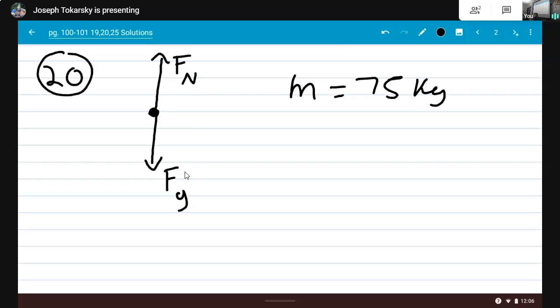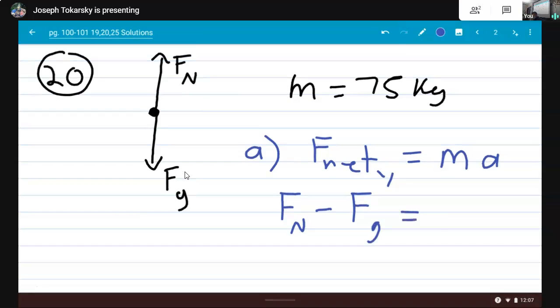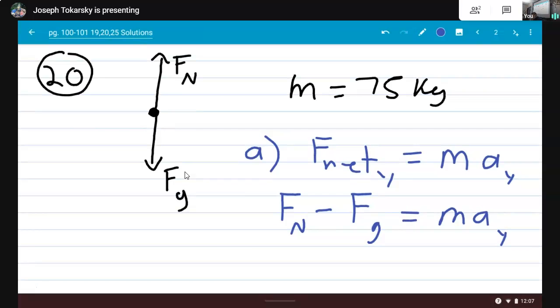If the elevator moves at constant speed, so remember, I'll still set this all up from scratch just to stress it. F net, no matter what's going on, F net on the y-axis for this person on this scale is the normal force minus what? Right, force due to gravity. And that equals m times a on the y-axis. Now, this one says at constant speed, a equals 0, right?